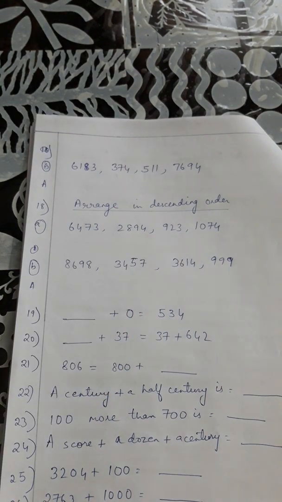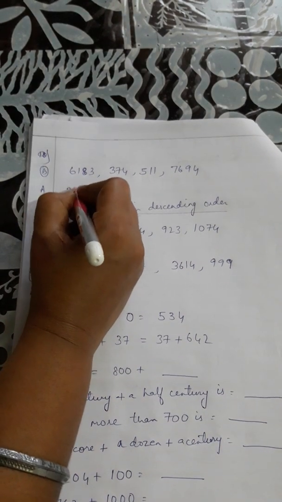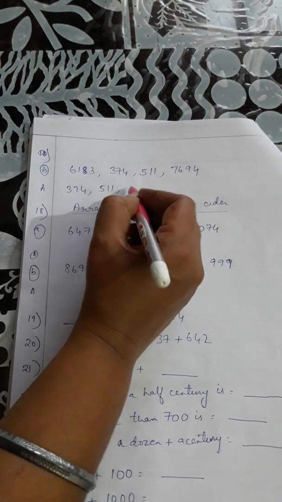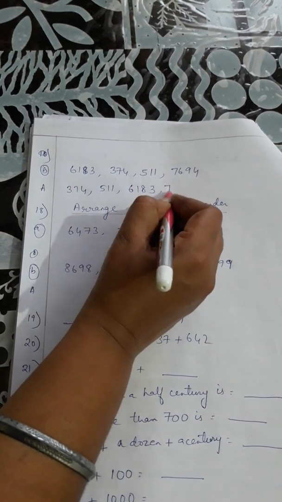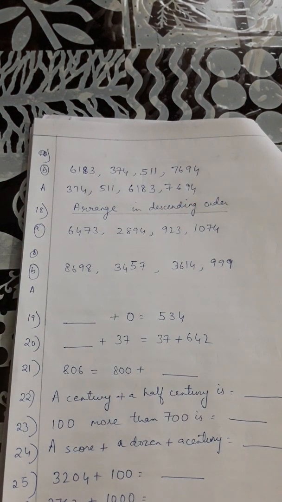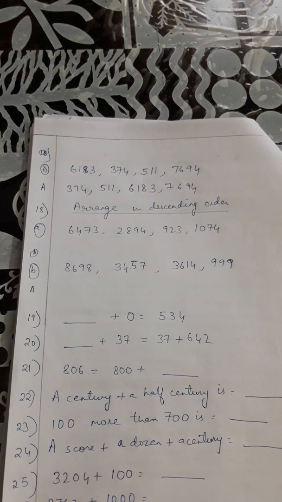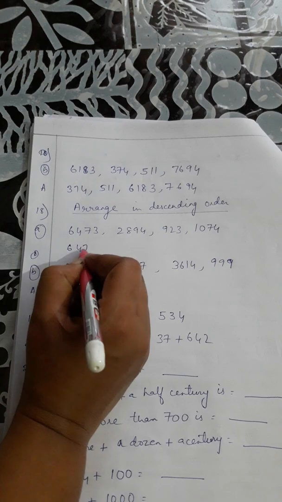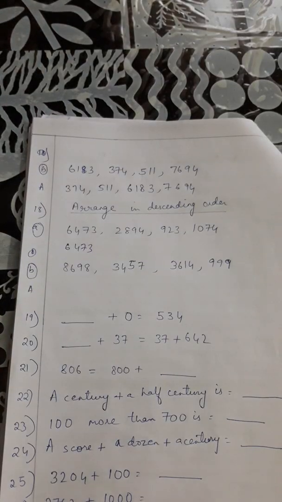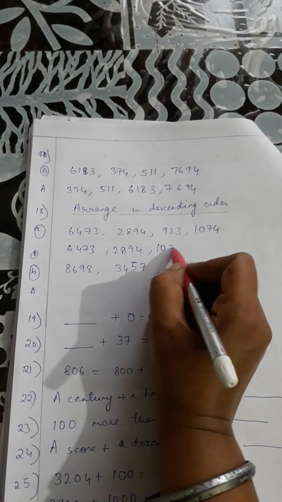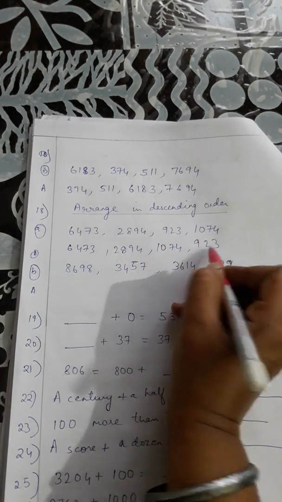Now arrange in ascending order the following numbers. Now see, here 374, after 374, 511, then 6183, then 7694. Next, arrange in descending order. Descending order means from big to small. So from the given numbers, which is the biggest number? This, 6473. Next is 2894. Next 1074. Next is 923.